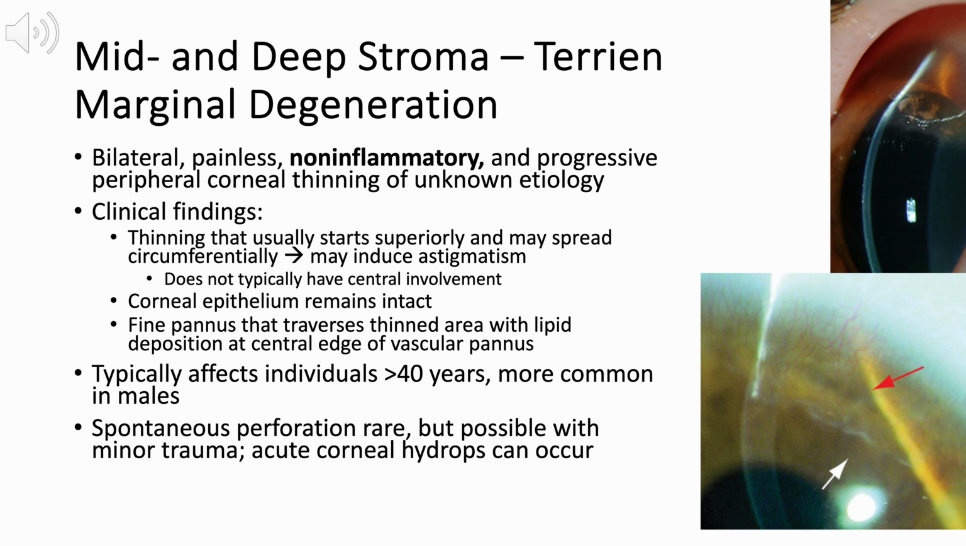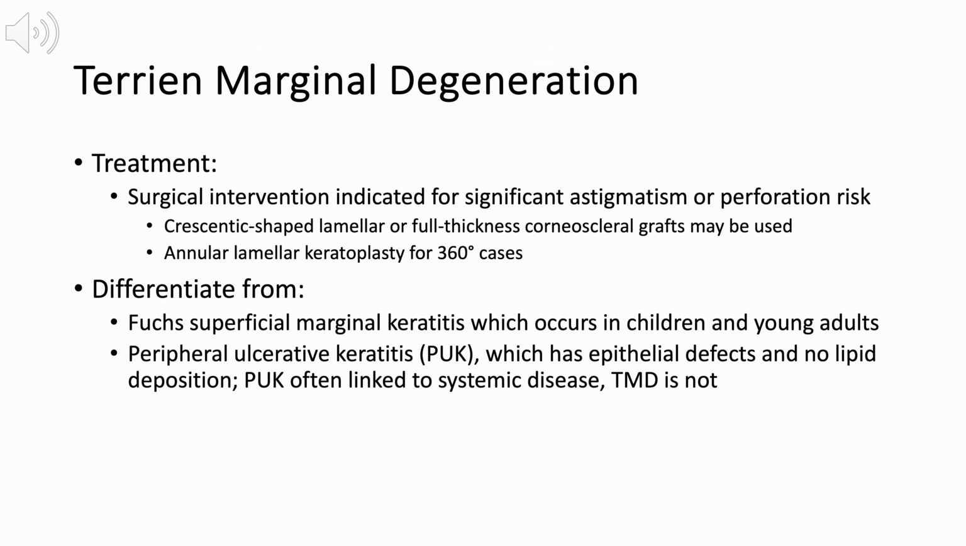This condition is most common in individuals over 40 years of age and occurs more frequently in males. While spontaneous perforation is rare, it can happen after minor trauma. Additionally, acute corneal hydrops may develop in some cases. In terms of treatment, surgical intervention is indicated when there is significant astigmatism or risk of perforation. Surgical options include crescentic-shaped, lamellar, or full-thickness corneoscleral grafts. In cases involving 360 degrees of thinning, an annular lamellar keratoplasty may be performed.